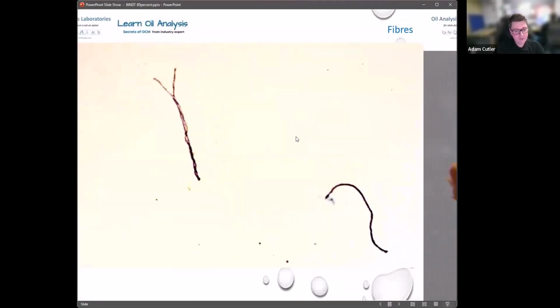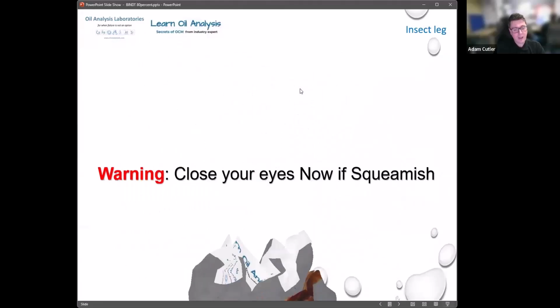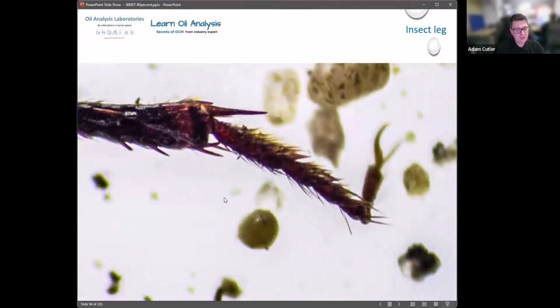Again, you can get other things like fibers and rust flakes you can see in samples. And again, sorry for the squeamish people, little insect legs. Unfortunately, this was actually in a food production facility's oil samples, which doesn't make you fancy their foods at the moment, quite honestly.